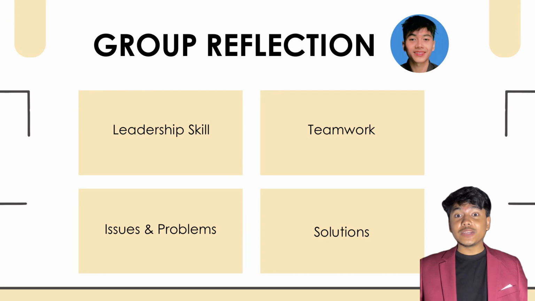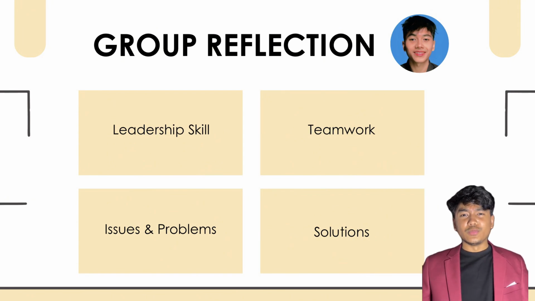First, about leadership skills. As the group leader, I had to make sure everyone knew their responsibilities and deadlines. For example, when we started this assignment, I created a clear task list and timeline. I also reminded everyone publicly if someone was too late to update. I learned that a leader must be patient, fair, and ready to listen when team members have different ideas.